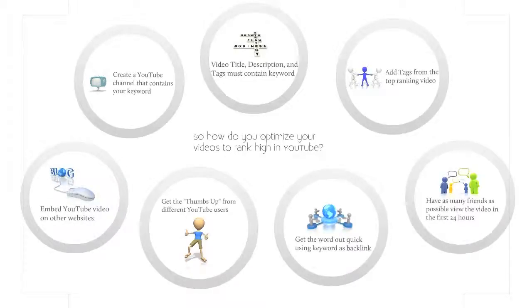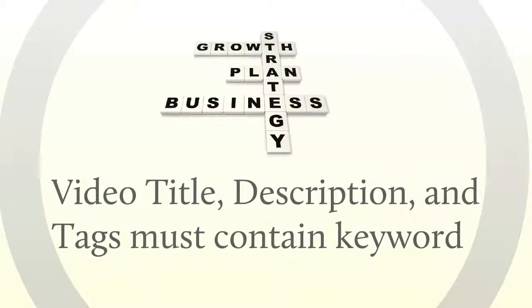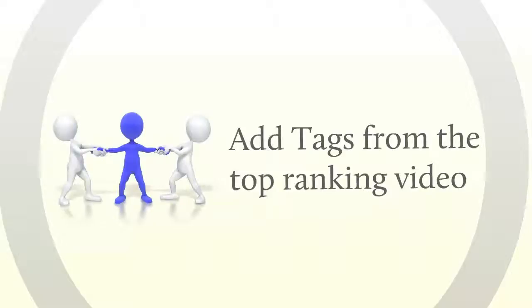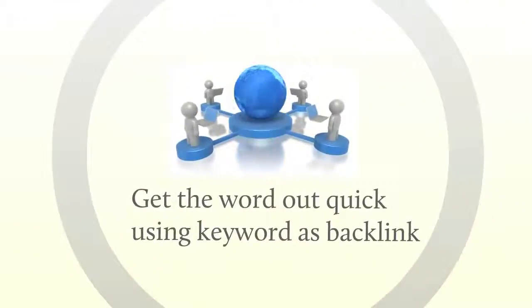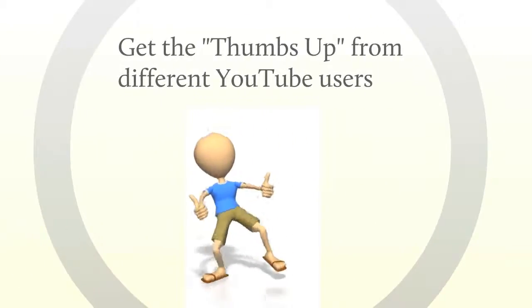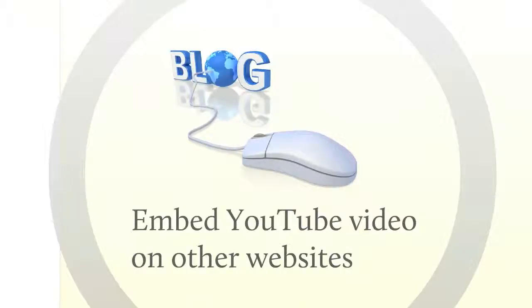To reiterate what those 7 points were, they were to create a YouTube channel that contains your primary targeted keyword, to use your keywords in the video title, description, and tags, to add tags from your competitors, to get as many people to view your video within the first 24 hours, to syndicate your video out there and get a lot of people to link back to your YouTube video, to get a lot of people to vote for your video, to give you the thumbs up, and lastly, to get your video embedded on different websites throughout the internet.